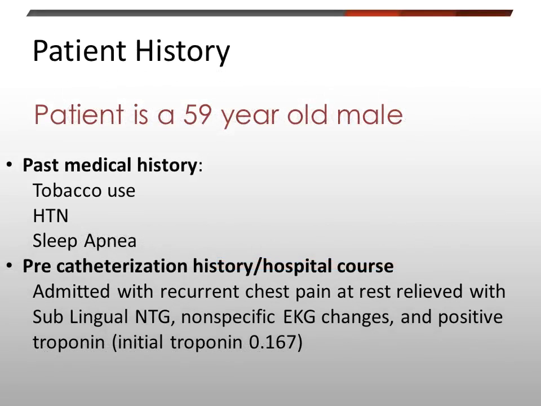The case I'm presenting here is a 59-year-old male with past medical history of tobacco use, hypertension, and sleep apnea, but no prior history of coronary artery disease. He presented to our emergency room with recurrent chest pain at rest that was relieved with sublingual nitroglycerin. His initial EKG had nonspecific changes, and his troponin was positive, measured at 0.167, ruling him in for non-ST elevation MI.